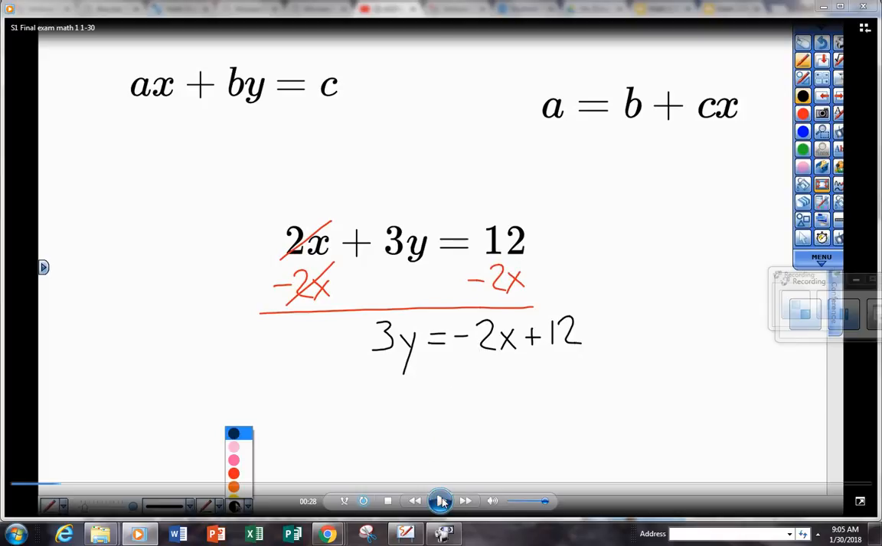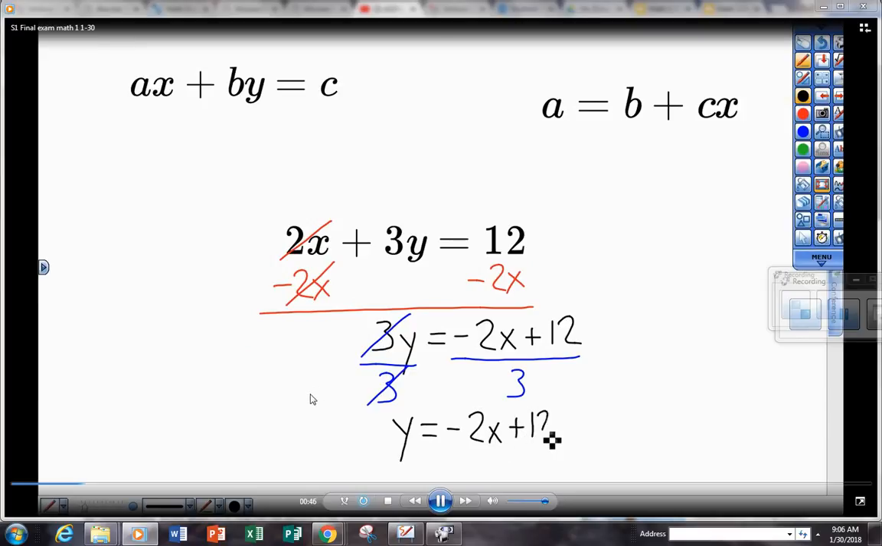So keep going here to get that y by itself. Now I do the opposite of timesing by 3. Now I divide by 3. That first step involves subtracting a whole term. When I divide both sides by 3, I get y equals negative 2x plus 12 divided by 3.